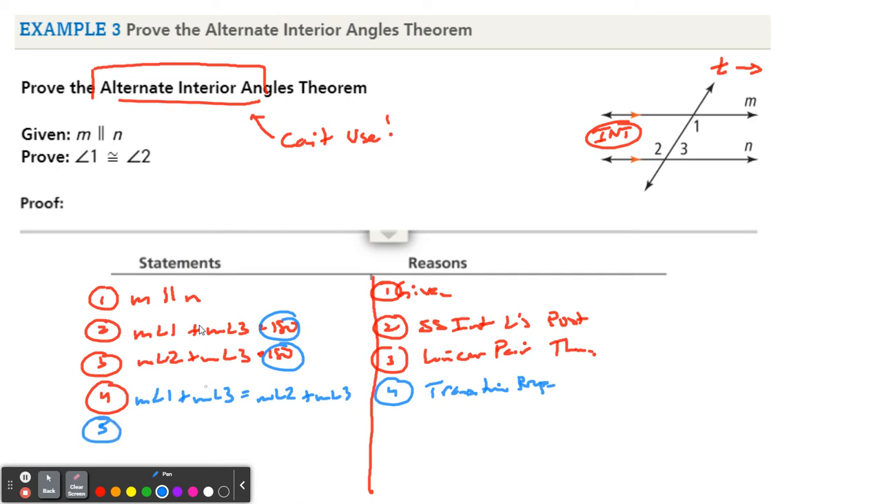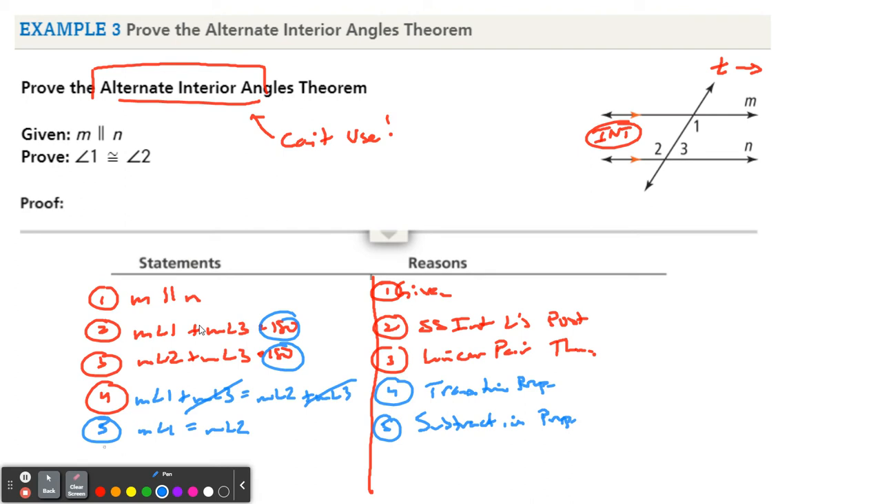So now in step 5, I see the same thing on both sides. I see the measure of angle 3 here and angle 3 here. We can subtract that away and leaves us with the measure of angle 1 equals the measure of angle 2. That is just the subtraction property of equality. Subtraction property.